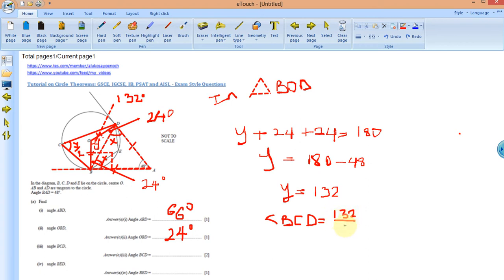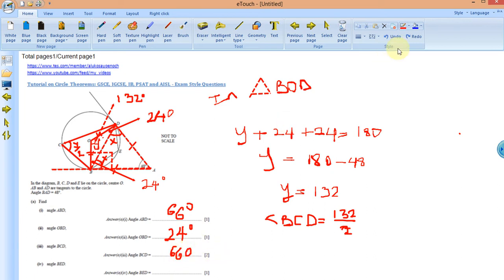Guys, I will not be careful to write the reason: the angle at the circumference is half the angle at the center. So just take it like that, divide by 2. So that will be 66 degrees. That's quite interesting. So this angle is 66 degrees.